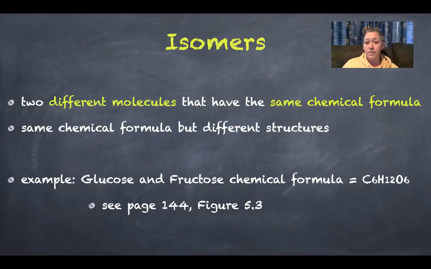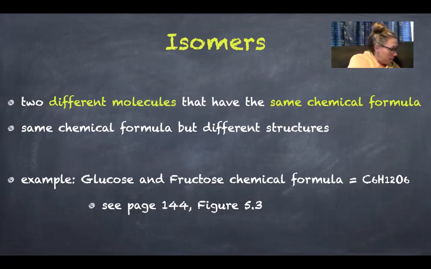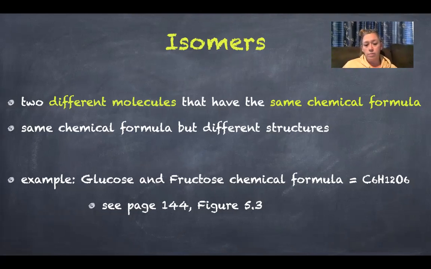What makes them different is how those atoms combine with one another. They both form a ring structure, but as you can see on page 144 on the bottom, those rings are very different, right? It's pretty cool. All those atoms together can combine in a different way to form different molecules. And they taste a little bit different. Fructose is often found in certain fruits. All right, let's move on.